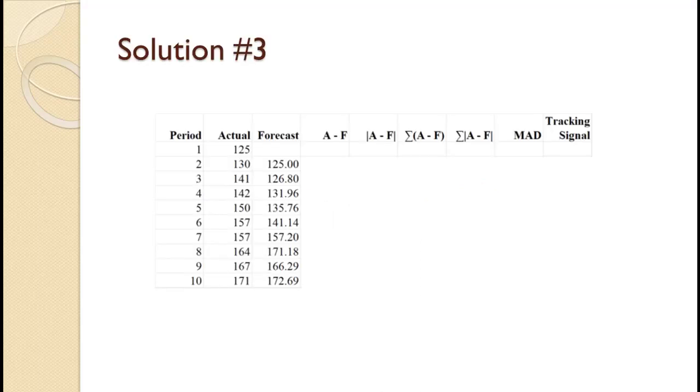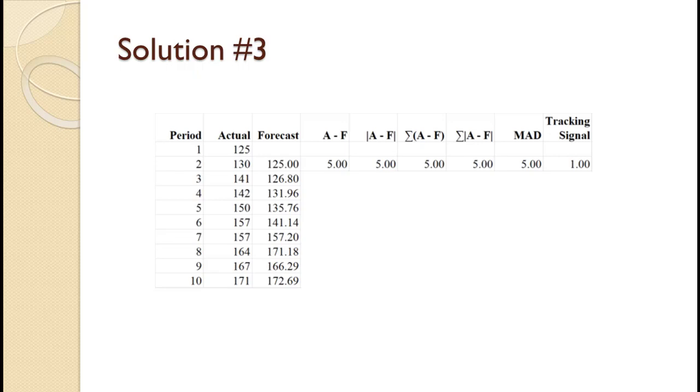There is no forecast for period 1, so our calculations will begin in period 2. As before, the first MAD value is divided by 1, the second by 2, and so on, and not by the period number. For period 2, 130 minus 125 gives us 5.00, which has an absolute value of 5.00. Since this is the first period, the cumulative A minus F value is 5.00, as is the cumulative absolute value A minus F value. The MAD is the cumulative absolute value A minus F value of 5.00 divided by 1 equals 5.00.